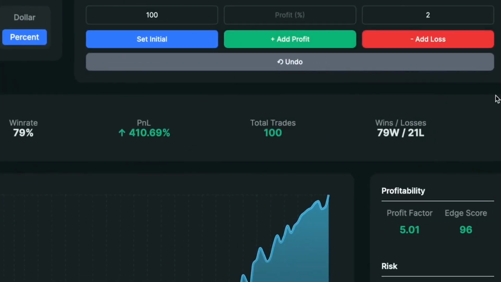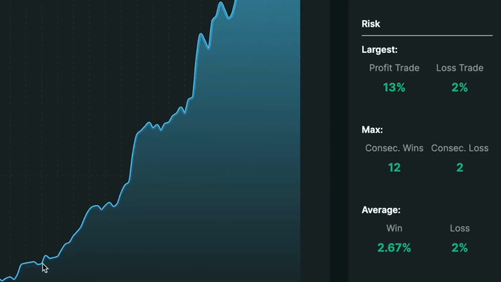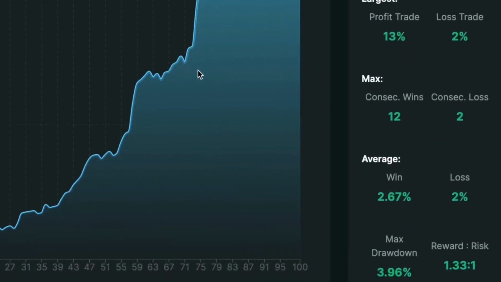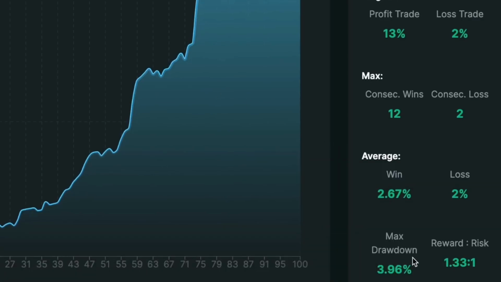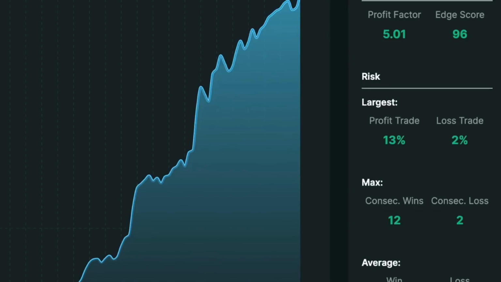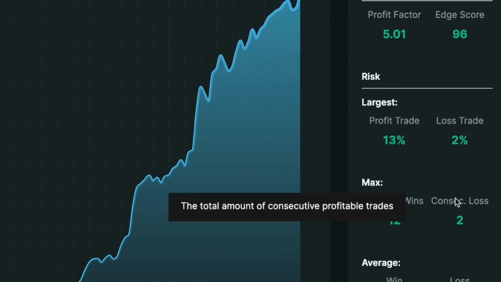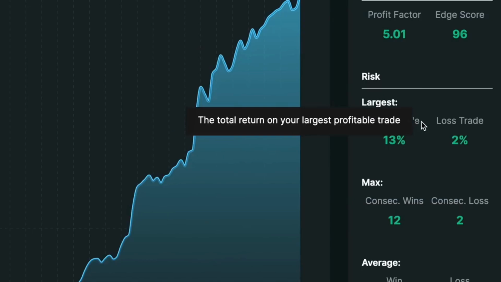I took 100 trades over 3 months with 79 successful trades. Our starting account was $100 and we ended with a profit of $410.69. The equity curve is stable with no serious drawdowns, a maximum drawdown of 3.96%, a profit factor of 5.81, and 12 consecutive wins against 2 consecutive losses. I'll give this strategy a score of 10 out of 10. You can test it on different markets and timeframes to see how it performs.